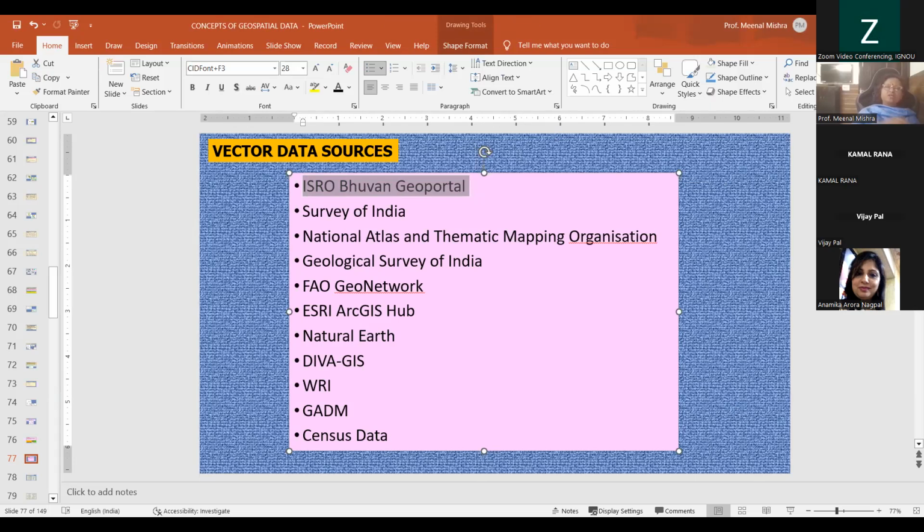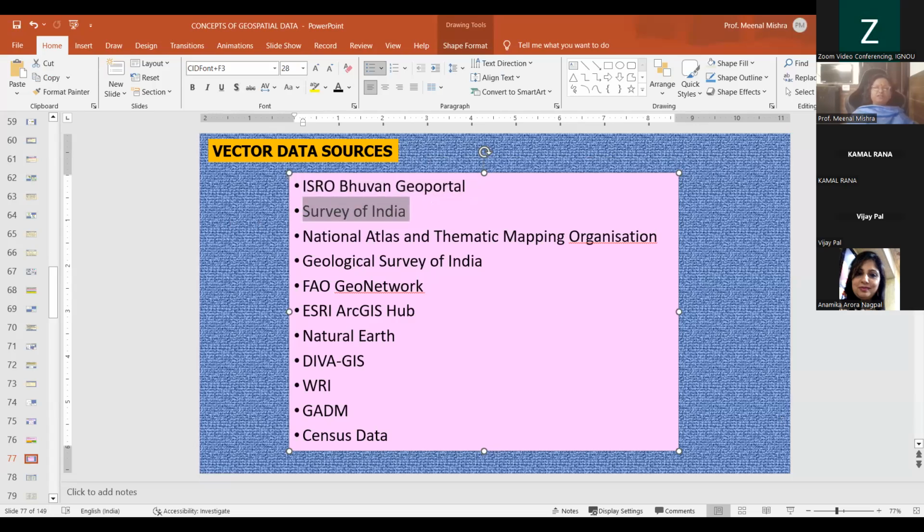ISRO's Bhuvan Geoportal hosts many thematic products that include vector databases also. This database that is visualized includes infrastructure like roads and rail, cadastral boundaries, cities and towns, some settlement locations, hydrological boundaries, and water bodies. So all this you can see in ISRO's geoportal.